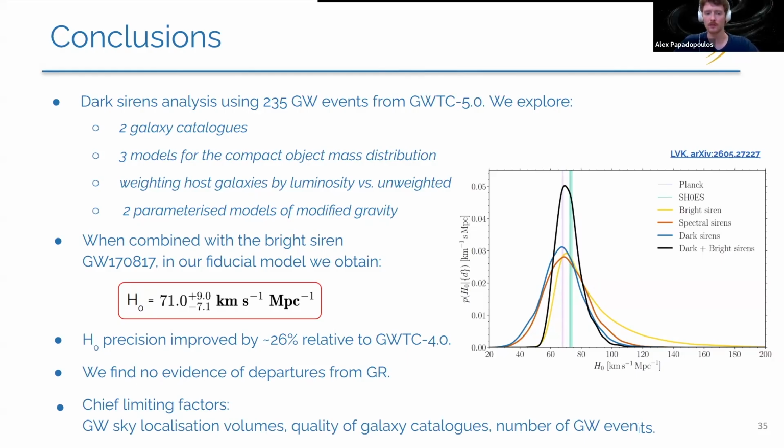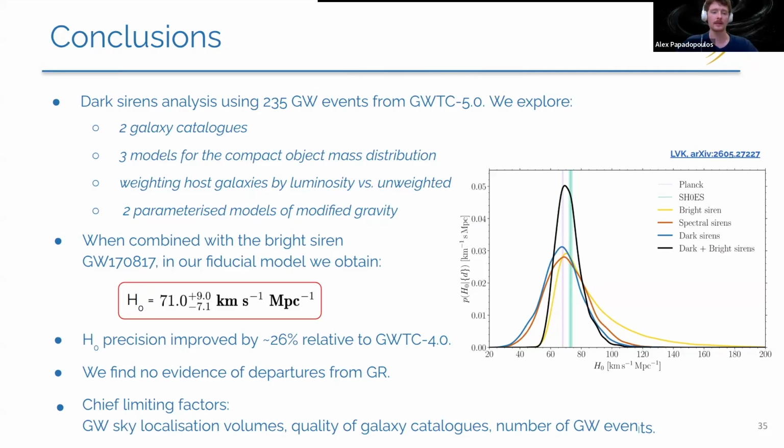We have three different models for the compact object mass distribution, one that's looking only at black holes and one that is using a multi-population model, including both neutron stars and also black holes. We also look at different host galaxy weighting models by luminosity, as well as weighting these galaxies uniformly. We find that it doesn't significantly affect our results, and we don't see a significant preference for either parameterization when we look at our model comparison statistic.